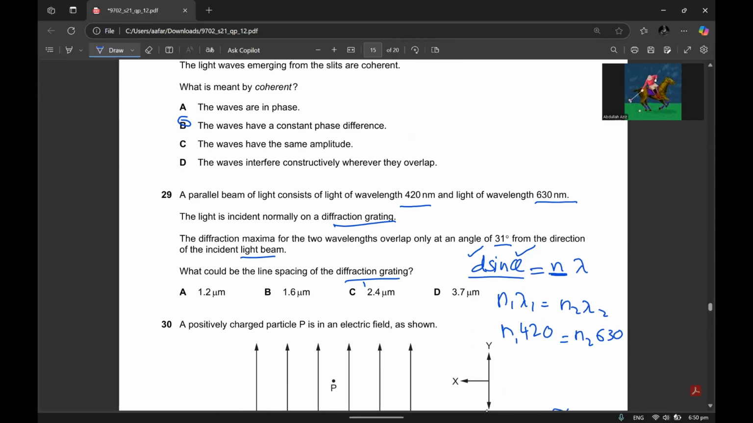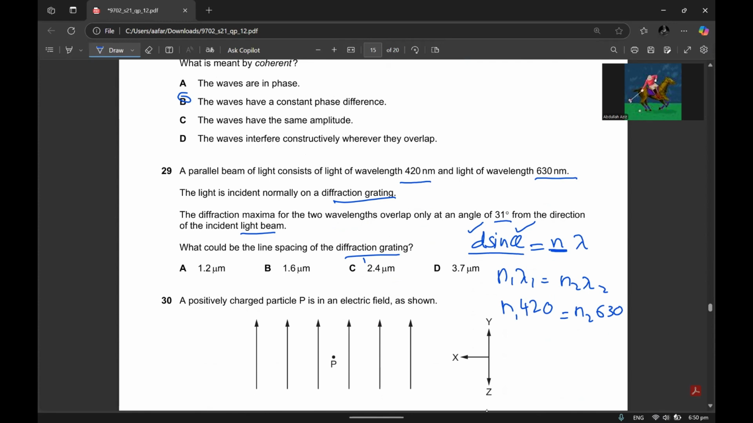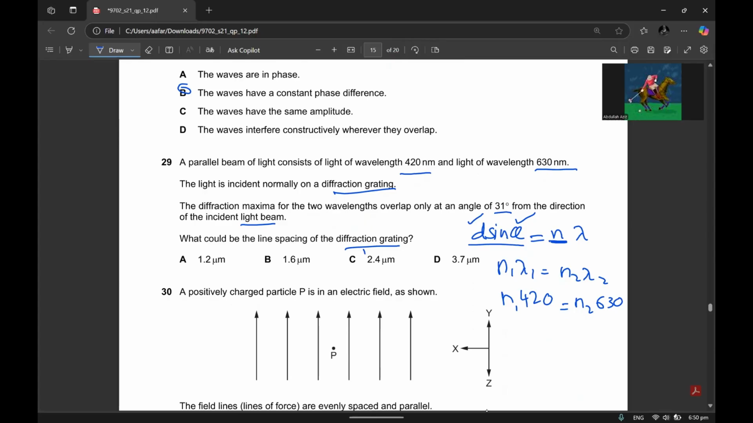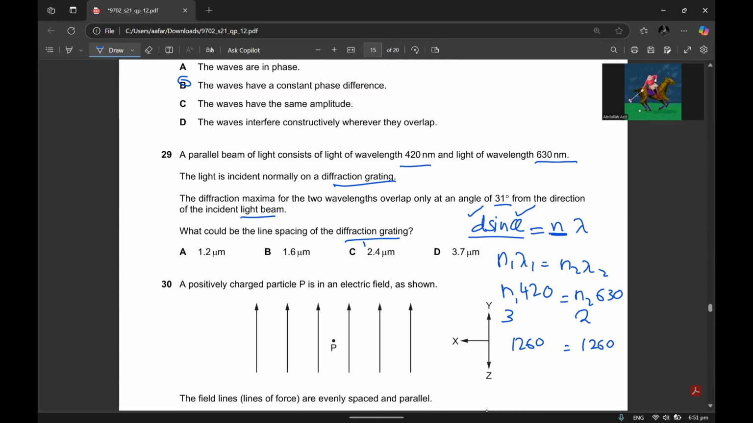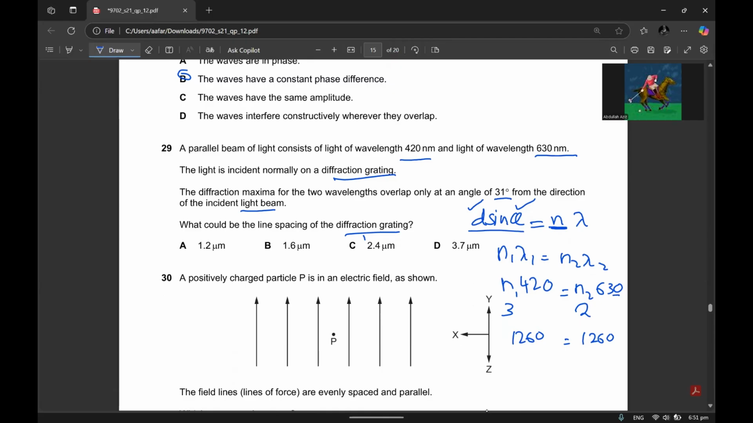Okay, so now the easiest way to find n1 and n2 will be through mental math. You can do it by trial and error. We multiply 630 by 2, and if we multiply 420 by 3, we get 1260, right? So this becomes 1260, and this becomes 1260. If you multiply 2 into 630, that's 1260, and 3 into 420 is 1260, and then you get the same value. So we basically took the LCM of these two values.